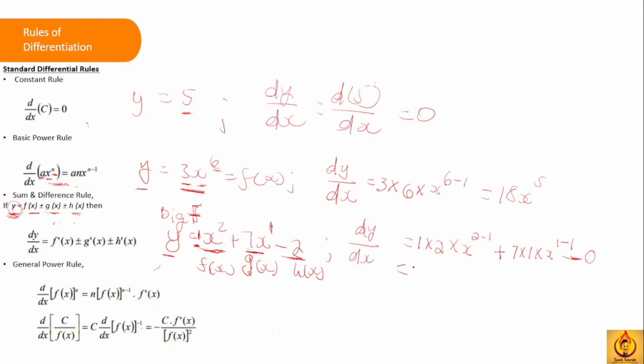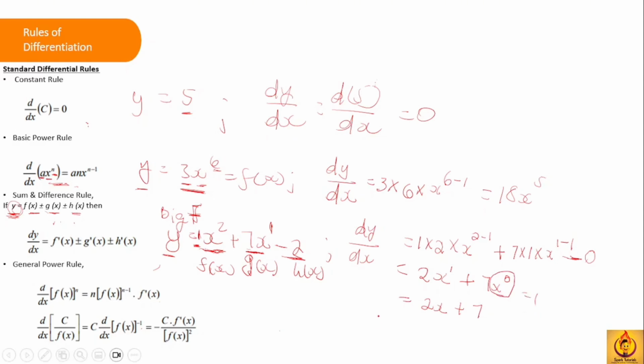So now to simplify this, we're going to have 1 times 2, which is 2x. 2 minus 1 is 1. You can just write 1 there, or you can leave it like this. It really doesn't make a difference. Plus 7 multiplied by 1, that's 7. Multiplied by the x, it's x. But then you have 1 minus 1, which is 0. Okay, let me put the 1 here. And then now you can say 2x plus 7, because you know that anything to the power 0 is equal to 1.